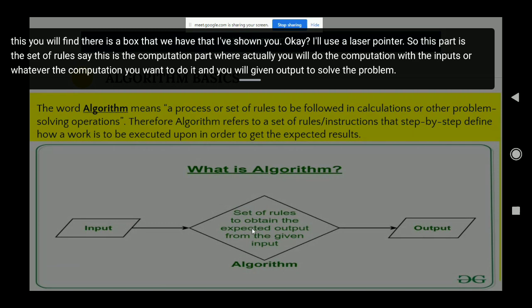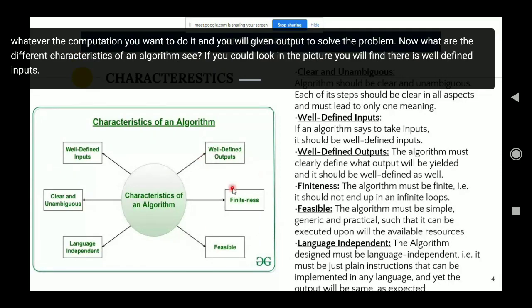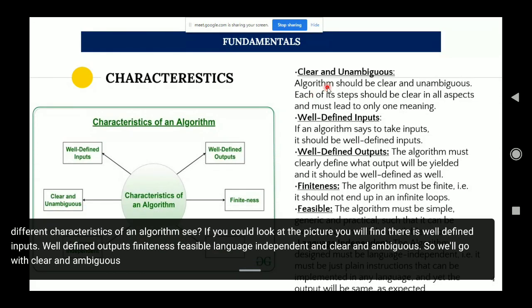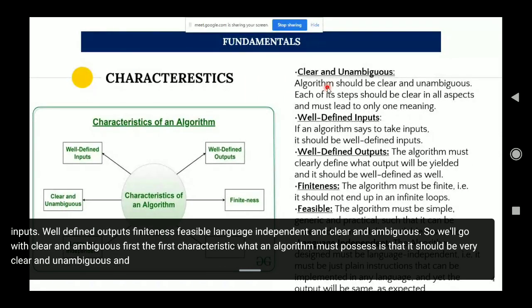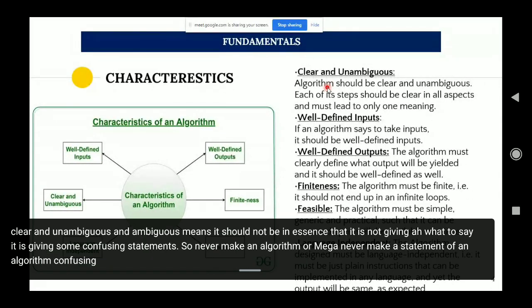Now, what are the different characteristics of an algorithm? If you look at the picture, you will find well-defined inputs, well-defined outputs, finiteness, feasible, language independent, and clear and unambiguous. We'll go with clear and unambiguous first. The first characteristic an algorithm must possess is that it should be very clear and unambiguous. Unambiguous means it should not give confusing statements. So never make the statements of an algorithm confusing. It should be very clear in all aspects.